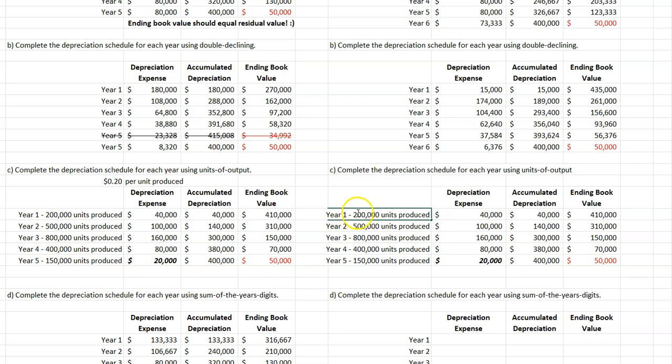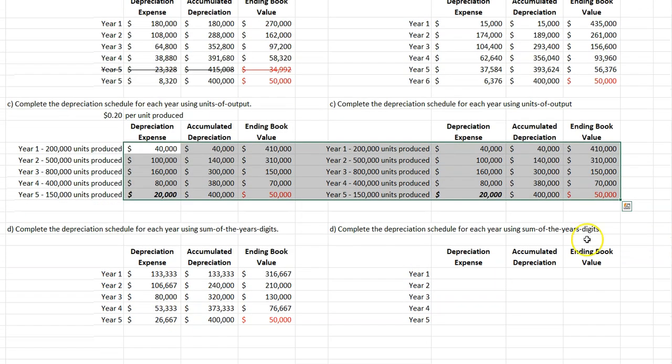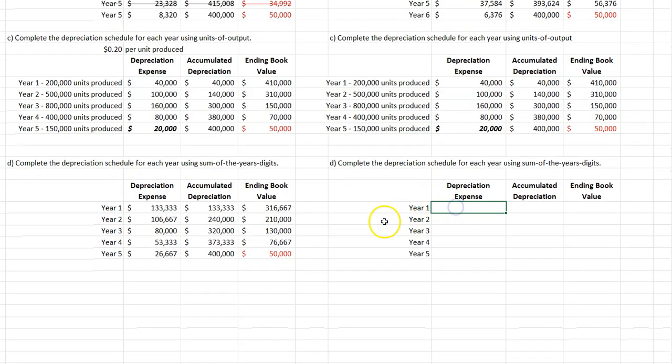But yeah, if they genuinely produced 200,000 units in the last month of the year, then they did. If that's what happened, then they're able to go ahead and record the full 40,000 in depreciation for year 1. That does not change. It's not based on time. This is the method that is based on actual usage, so that would not get adjusted.